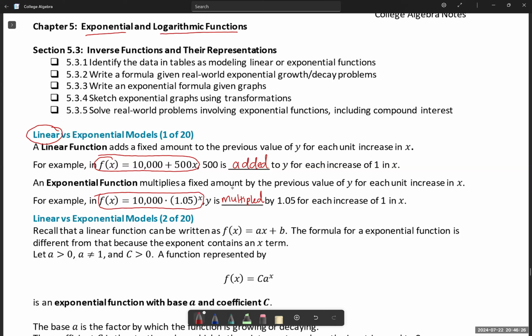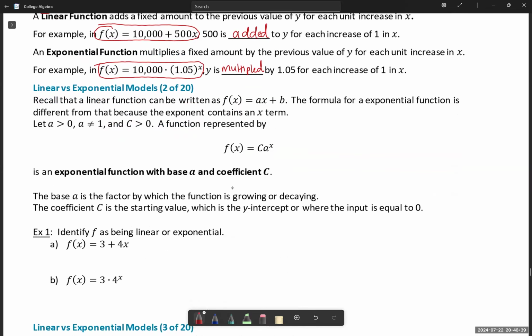When we're looking at this, it's really important for you to be able to distinguish which one is linear and which one is exponential. So this first section is just, can you do that? We know linear functions are written as y equals mx plus b, or in some ways, you might find it as f of x equals ax plus b.